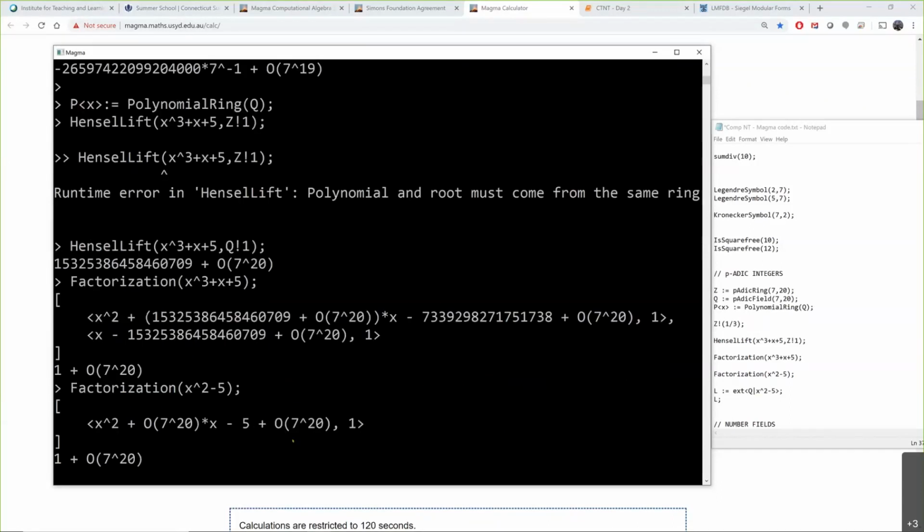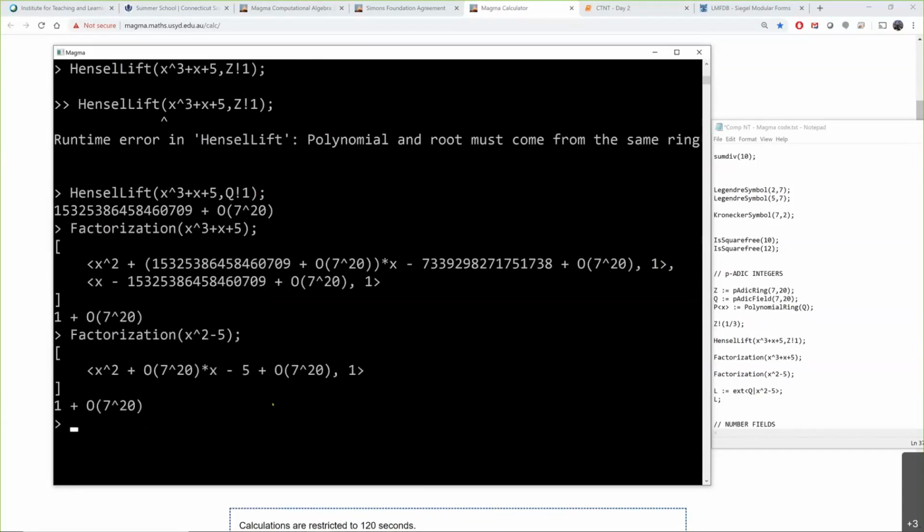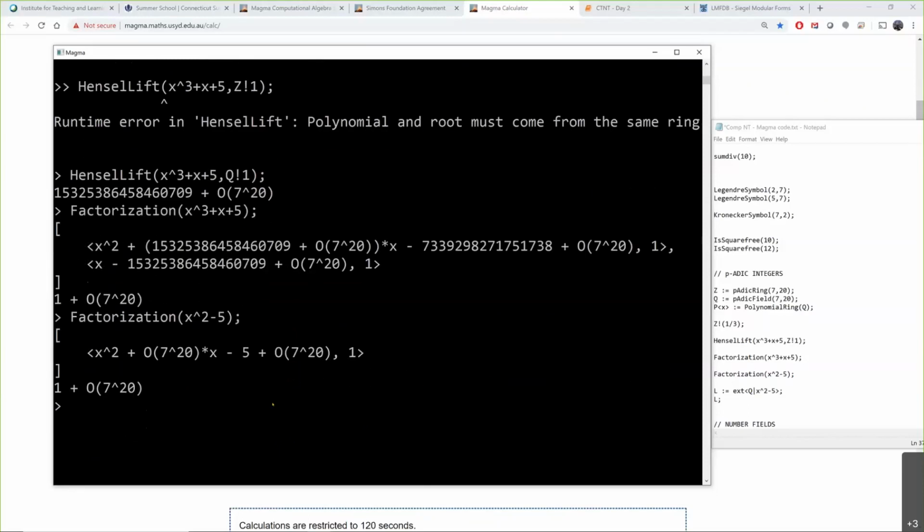Nothing happens. X squared minus 5 is irreducible in Q7. So I can do an extension. 5 is not a square modulo 7, but it's not divisible by 7. So if I adjoin the square root of 5 to Q7, I'm going to get an unramified extension of Q7, which is in fact the unique unramified extension of Q7.